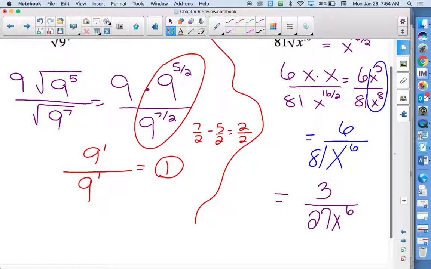Any questions? Would the top be 2? The 6 divided by 3? Sure. Why would it be 3? Sorry.